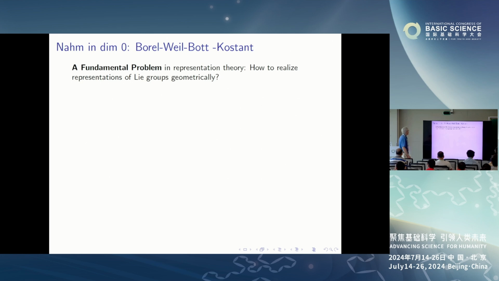All right, so first let's start with Nahm in dimension 0. So this is really representation theory, in particular the Borel-Bott theorem as generalized by Kostant. So in representation theory, there's been a fundamental problem or question that people have asked for years, which is how to realize representations of groups, especially Lie groups, geometrically or topologically.